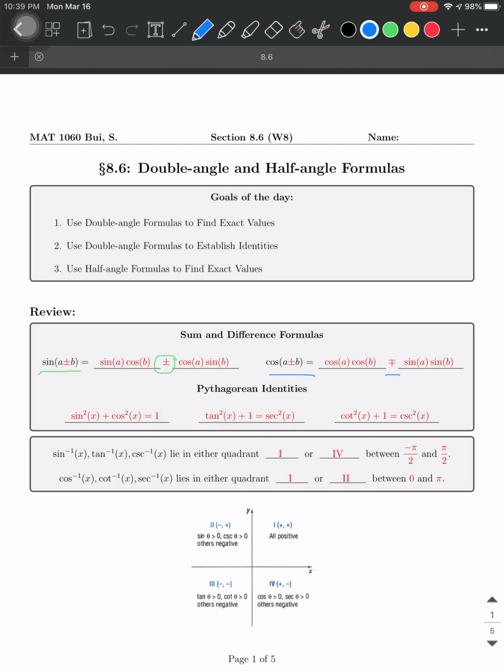So for sine, if you have a sum, you stay with a sum. If you have a difference, you stay with a difference. While for cosine, if you start with a sum, you end up with a difference, and if you start with a difference, you end up with a sum.